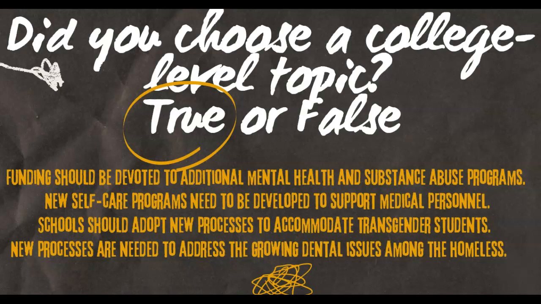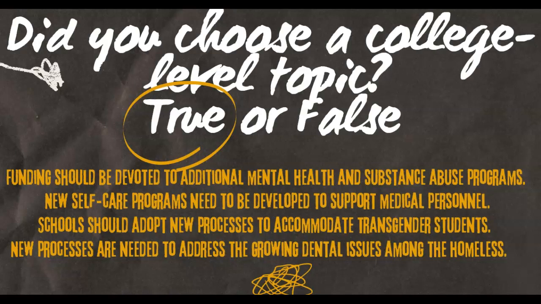Now, I tell my students if you find something that's overdone, you can maybe fit that into a different area. Like overtime might be part of a discussion on self-care, right? Because that may impact how that person takes care of themselves if they're working too much. So you can pull some of that in, you just can't make it your entire topic if it's one of those overdone things. So schools should adopt new processes to accommodate transgender students.